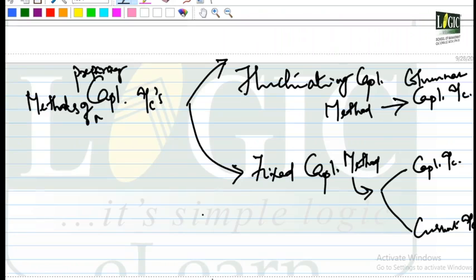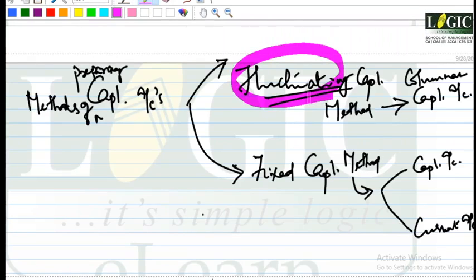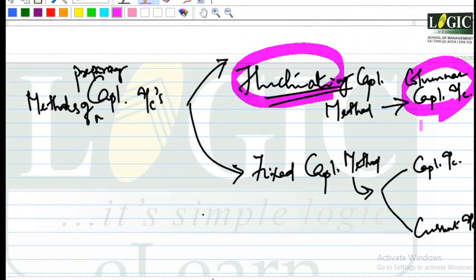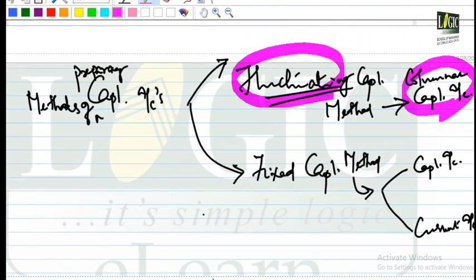See, the difference is, under fluctuating, as the name suggests, the capital account balance can change, can fluctuate. So everything relating to capital, say interest on capital, interest on drawing, salary, whatever it is, relating to partners, you will put it in the columnar capital account.